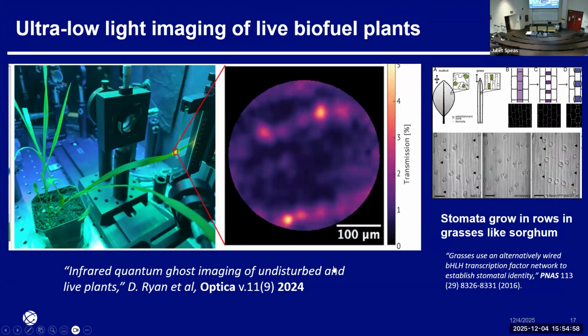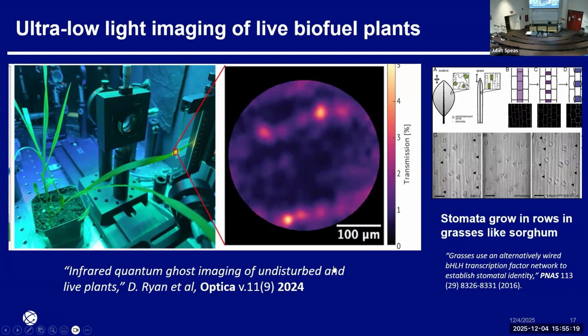This is a picture of sorghum on our quantum ghost microscope. It was just growing this way. We taped a blade of that sorghum to a slide here. We're imaging not through the glass and where this thing is taped, but actually just to the side of it. And when we started imaging these live plants, we got structures which looked like this.